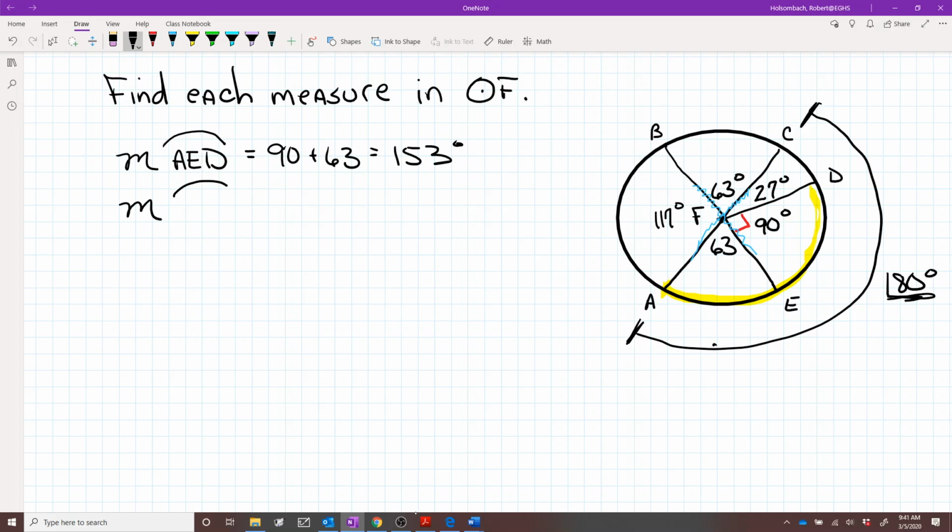Measure of arc ADB. Now look, that starts at A. It goes through D. And it stops at B. That's most of the circle. The only portion of the circle that it isn't is the 117. So instead of adding those four together, you can take 360 and subtract 117. And that's 243.